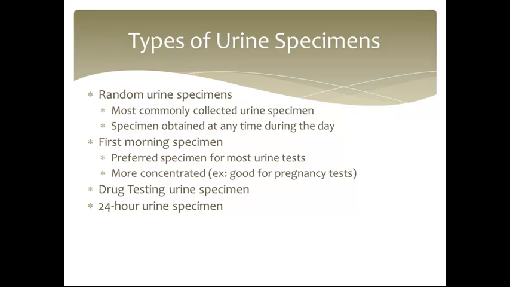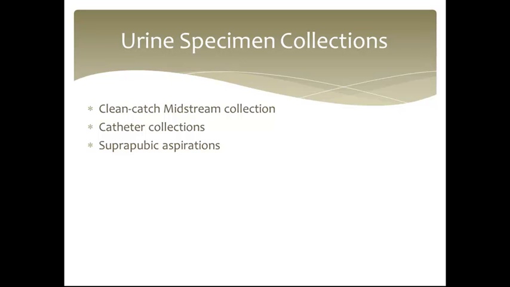Drug testing urine specimens and 24-hour urine specimens. A clean catch midstream is the most common collection method. Proper collection is necessary to avoid contamination and ensure the urine components do not decompose before testing. Catheter collection, sometimes we will insert a catheter to get that totally sterile collection. And a suprapubic aspiration, which sometimes will be used where we take a needle and puncture the bladder and aspirate the urine from the bladder.